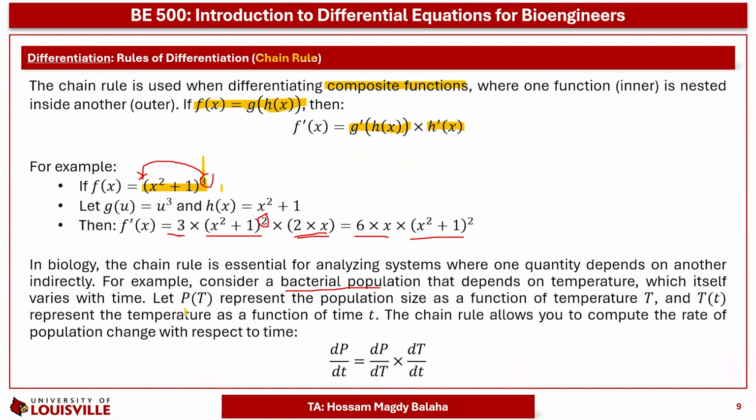Let's reflect that mathematically. Let P of T represent the population as a function of temperature T, and T is a function of time. So the chain rule will allow us to compute the rate of change with respect to time. So the derivative of the population with respect to time will be, apply the derivative of the first function, the derivative of the population over the derivative of temperature, multiplied by the second function, which will be dT over dt, the derivative of temperature over time. So again, moving from outside to inside, apply the derivative of each function and multiply all of that together.